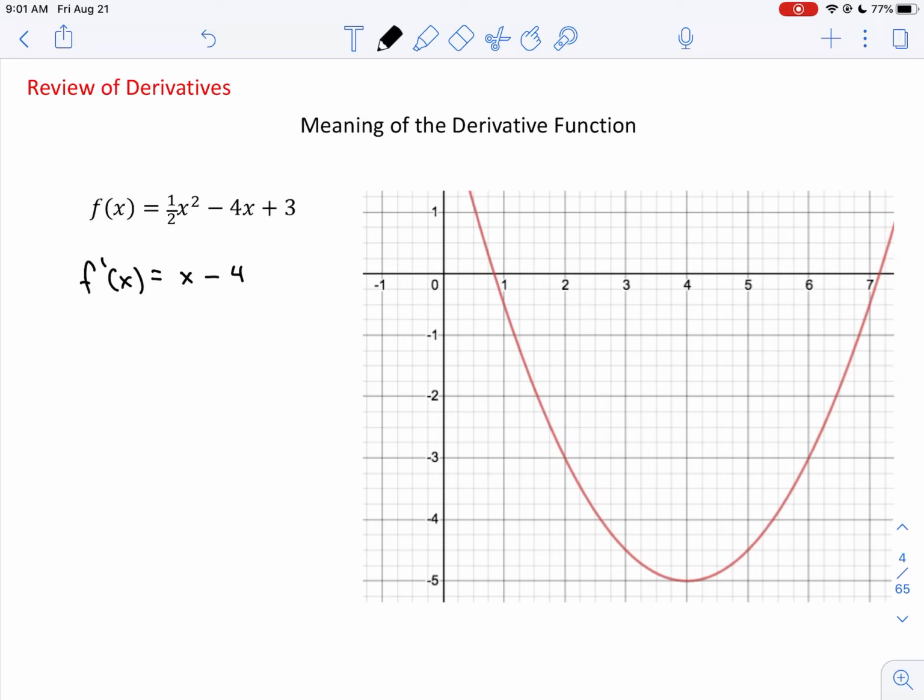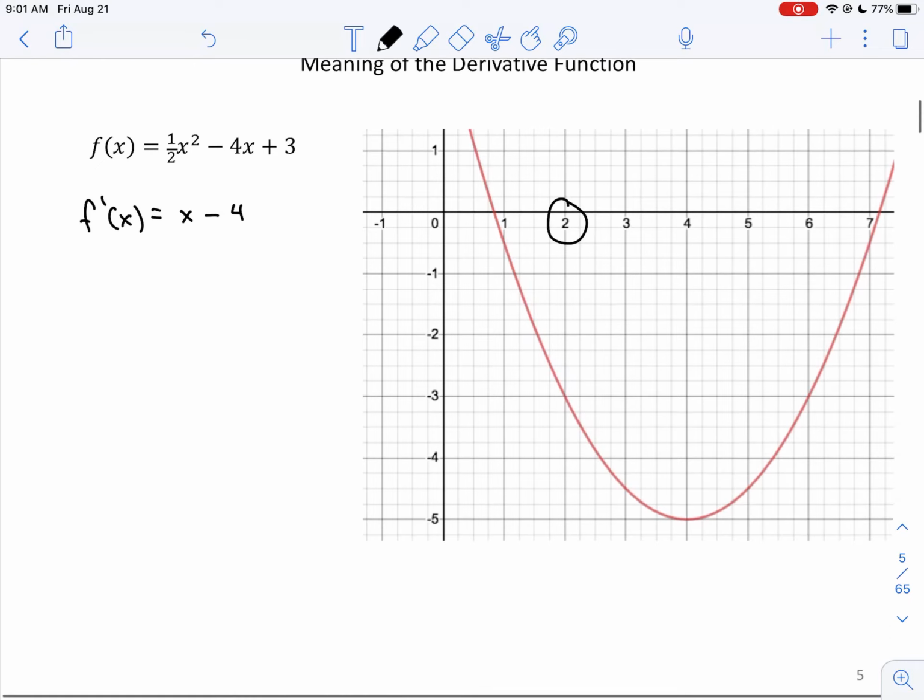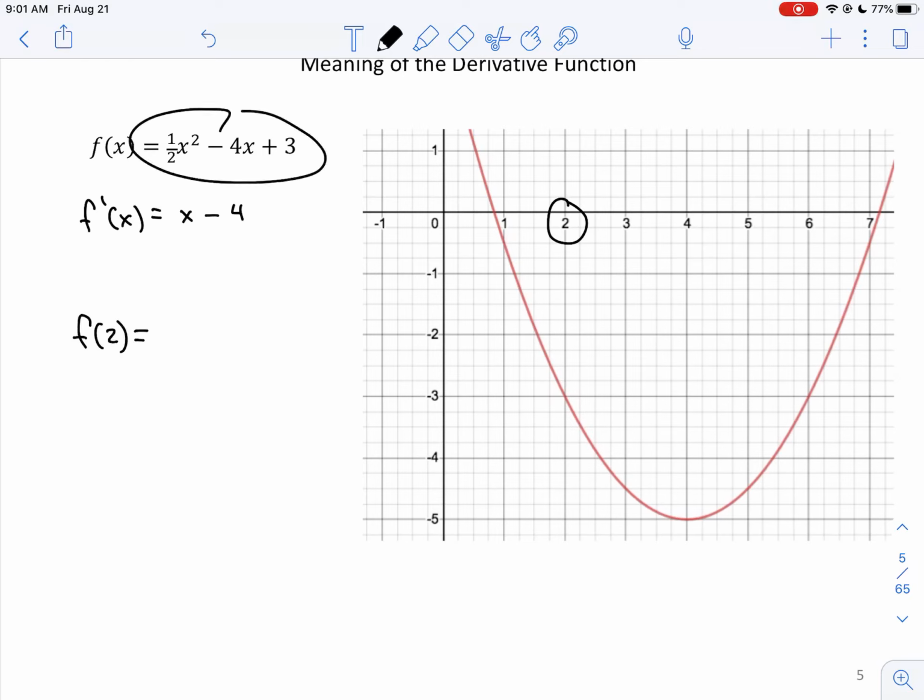Now let's take an x-coordinate. I'm going to pick the x-coordinate right here, 2, and plug it into the original function and plug it into the derivative and see what the different results are telling us. So if I plug 2 into the f function, I'm plugging it into this rule right here. Square that gives you 4, cut in half is 2, and then plus 3 is 5, and then minus 8 is -3. So plug 2 into the function f, and you get -3 back.